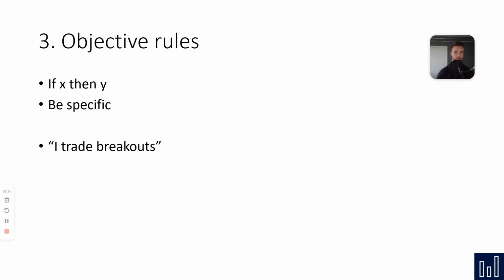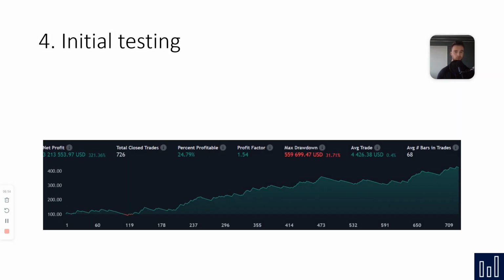What's going to define a breakout for you? What's not going to define a breakout for you? What do you want to see before you enter? Where do you get out if you're wrong? Where do you get out if you're right? Be very specific and make objective rules around the concepts that you chose in point number 2, because this is going to allow you to do your initial testing, which is going to be number 4.